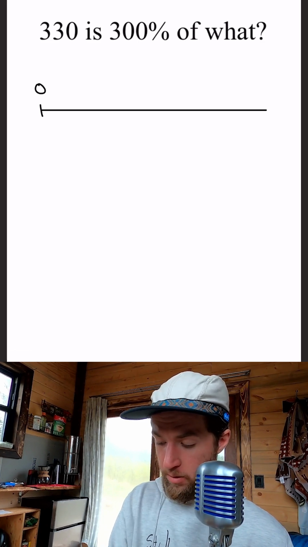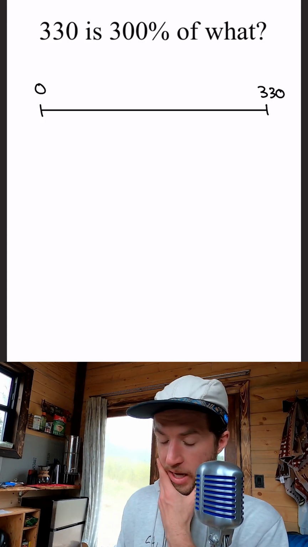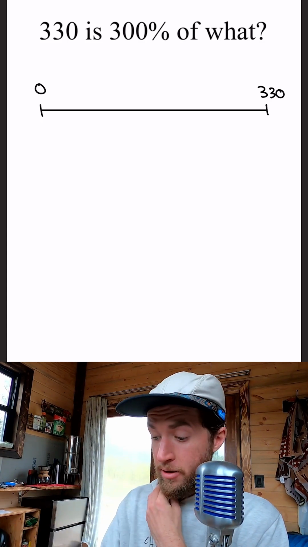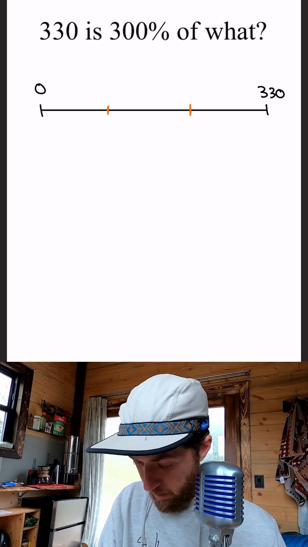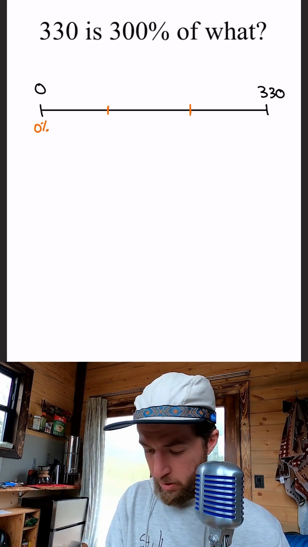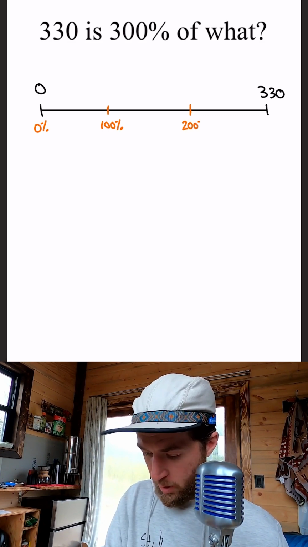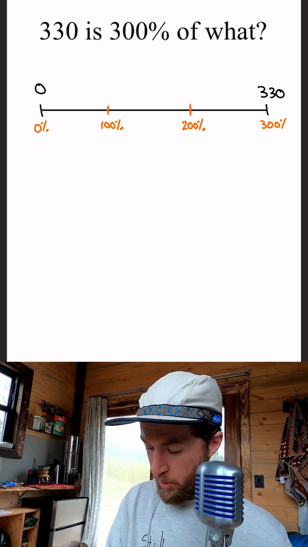So we go from zero, let's go up to 330. And they're telling us that 330 is 300% of some number. So this is broken into three chunks. We start at zero, then we have the first 100%, and then the next 100%, so up to 200%, and then the final 100%, so 300%.